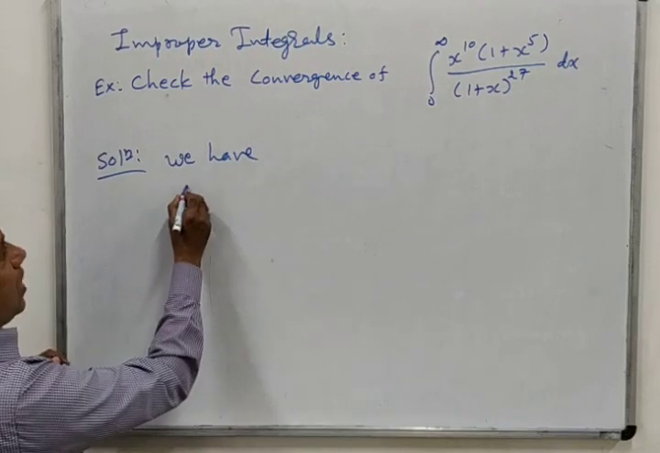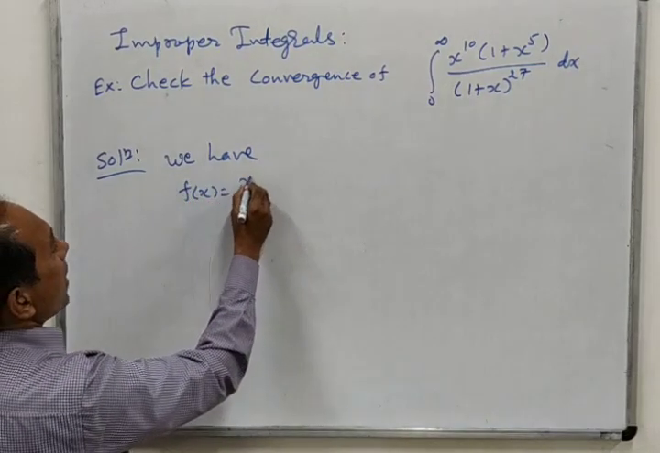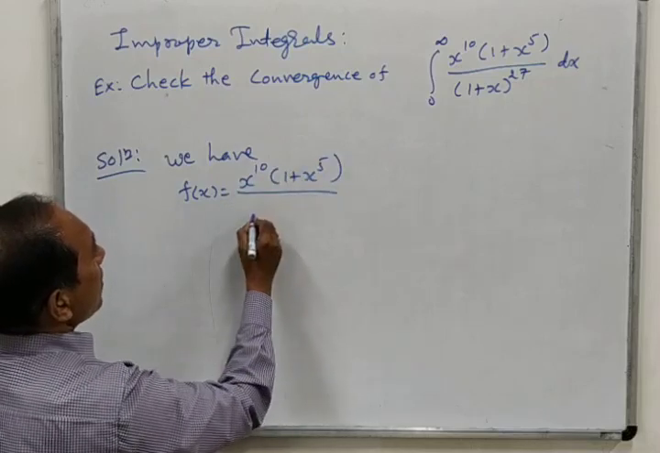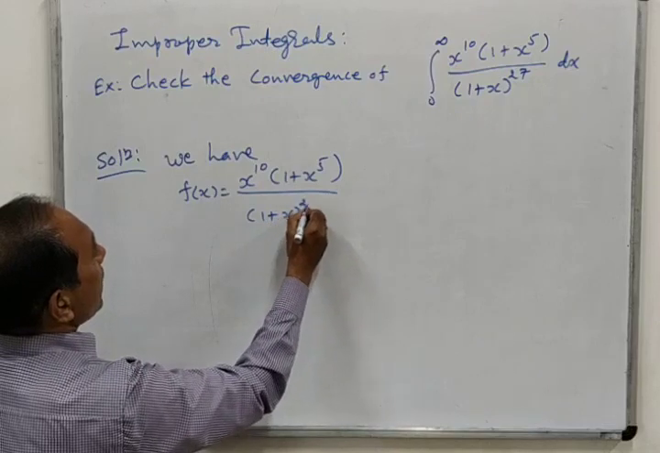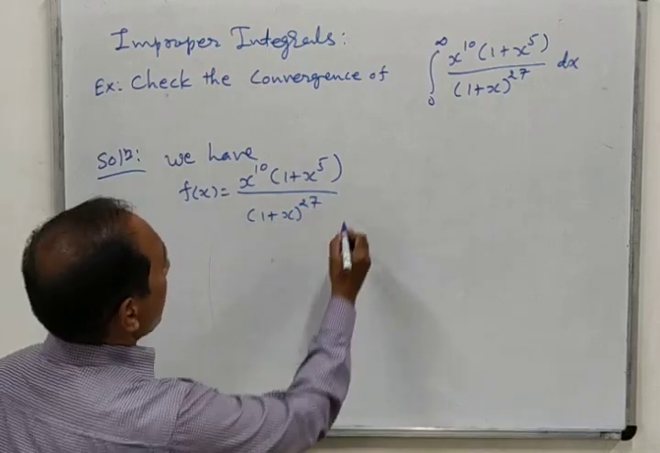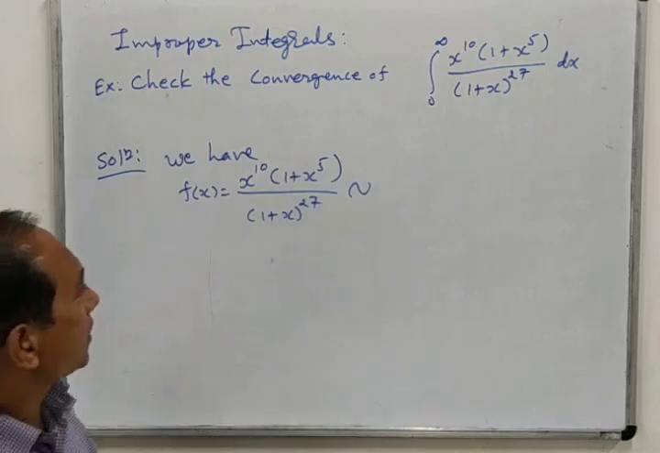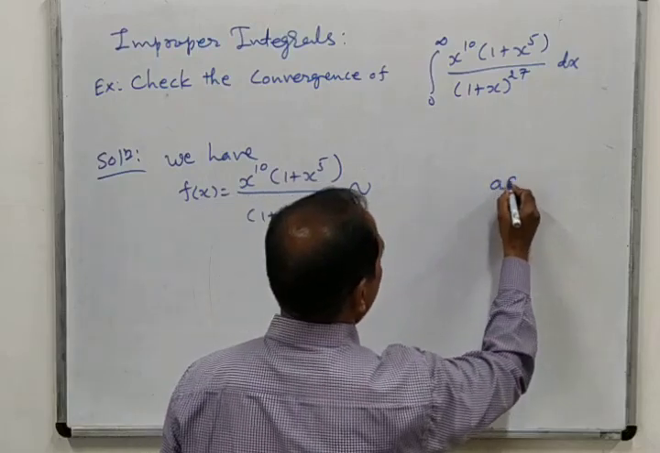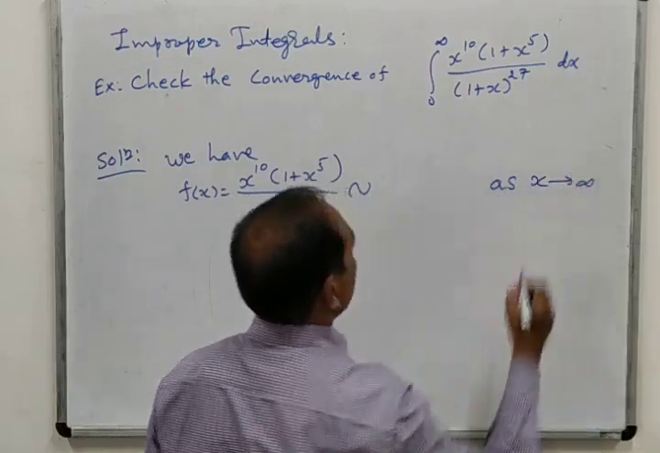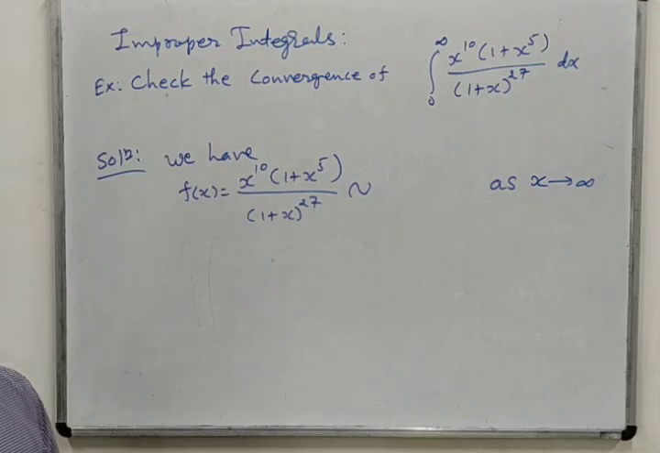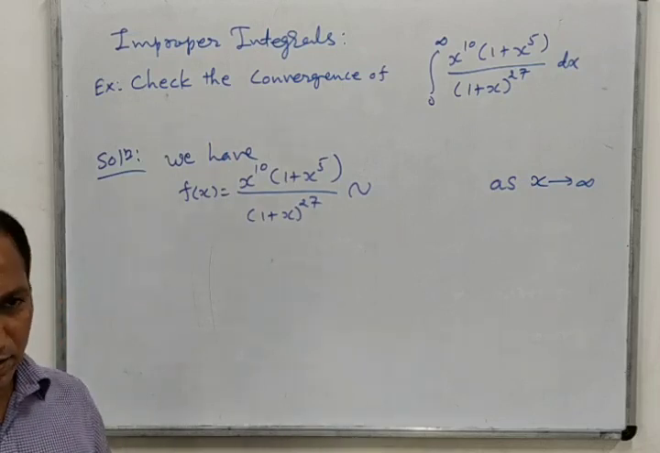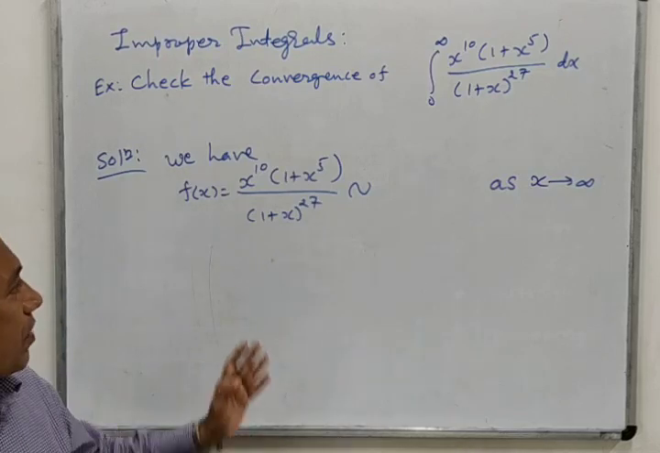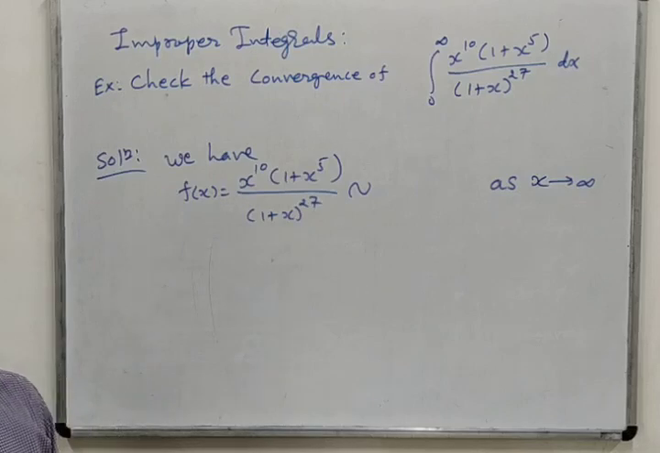So here we will start the solution by writing this in this way. We have f of x equal to x raised to 10 into (1 plus x raised to 5) divided by (1 plus x) whole raised to 27. And as per the comparison test, we will find out its equivalent function in the numerator. And one more thing here, I told you that it is under the condition as x tends to infinity. That means wherever x is very large, then we will find out its equivalent function.